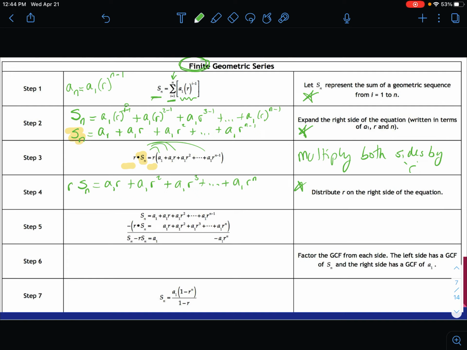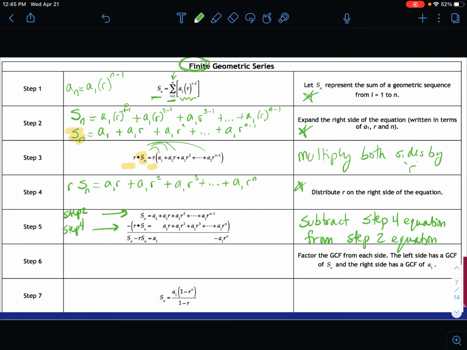The next thing is showing us, look, we have this, which is from step 2, and we're going to subtract what we just did in step 4. And you're going to see, hopefully, what this is going to do for us. But let's say we subtract the step 4 equation from the step 2 equation.